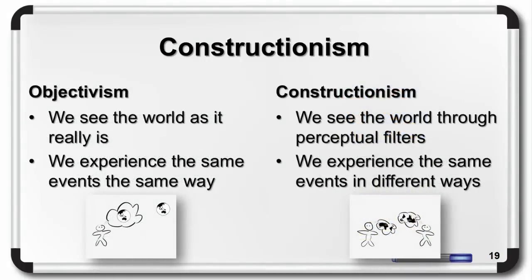Other key differences between objectivist and constructionist assumptions include the following. In objectivism, we assume that we see the world as it really is, or that our mental models or maps can perfectly represent reality. Because we all see the world as it is, we therefore experience the same thing when we all experience the same event. With constructionism, we assume that everyone filters their own experiences differently and constructs meaning in different ways.